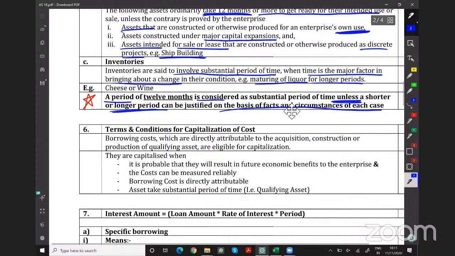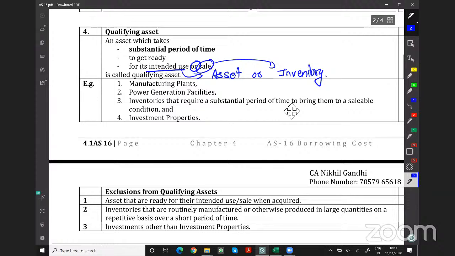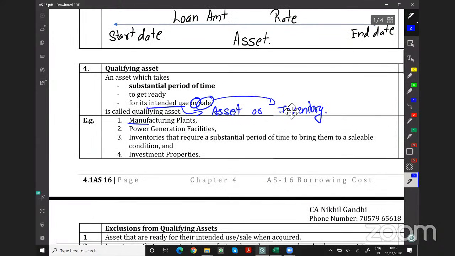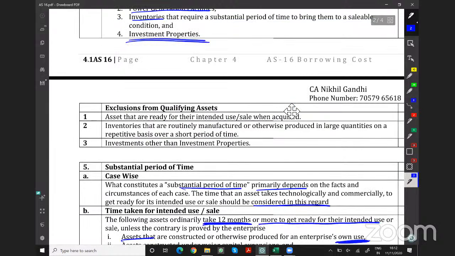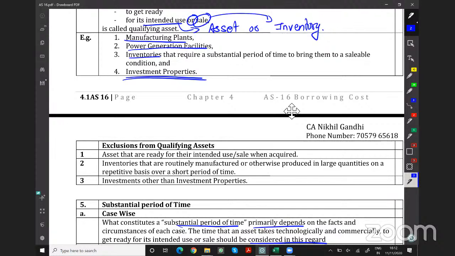So sir, if an asset takes a substantial period of time, it is a qualifying asset. We can say the examples are manufacturing of a plant, power generation facilities, inventories which take a substantial period of time like cheese and so on, investment properties, a building and so on. Exclusion from qualifying assets. Investment properties are the properties which are not used for business purposes, but they are given on rent.